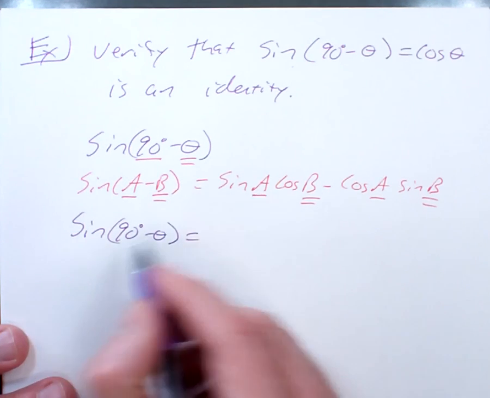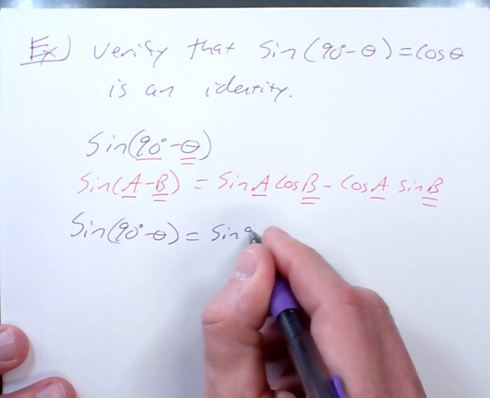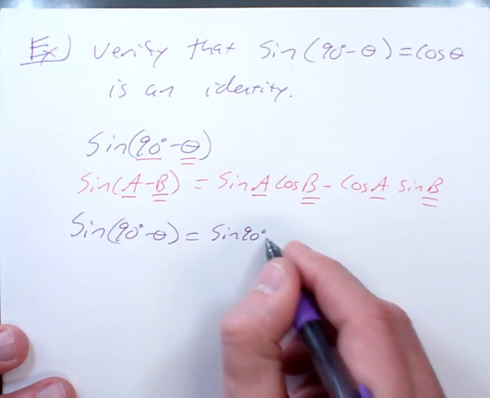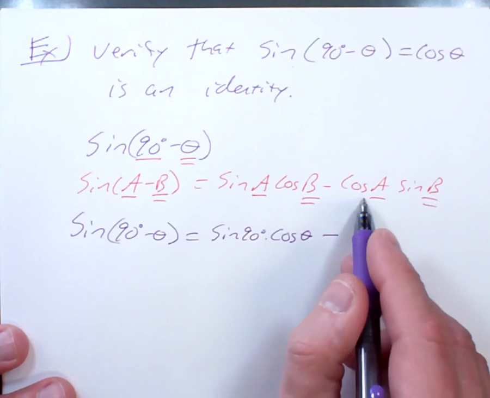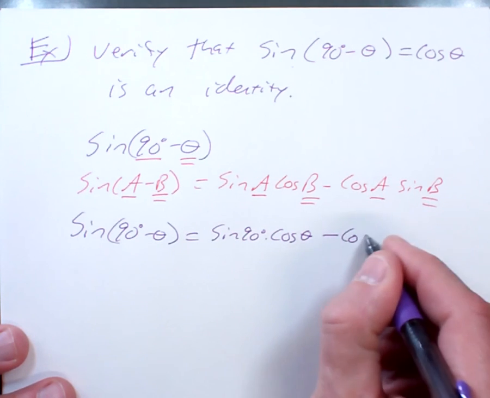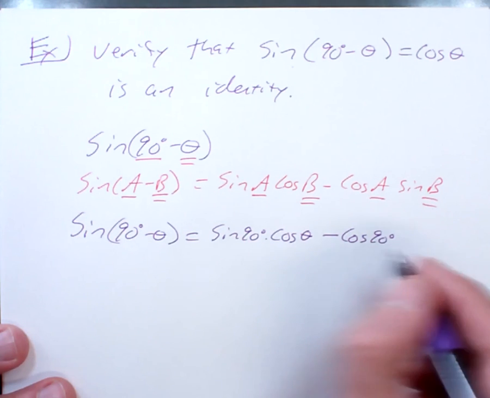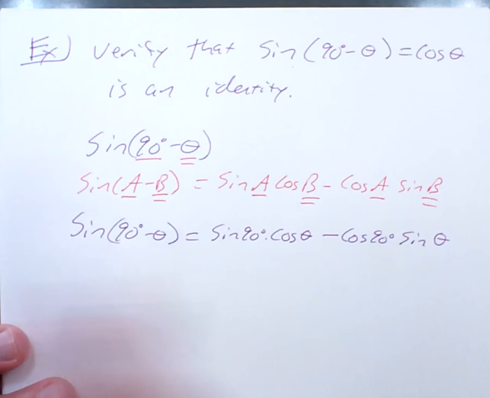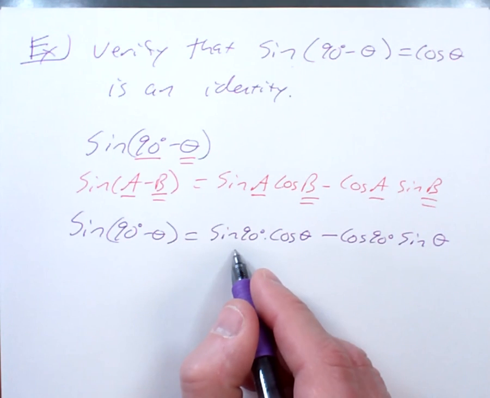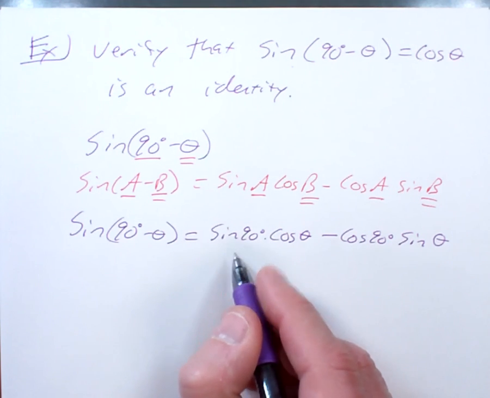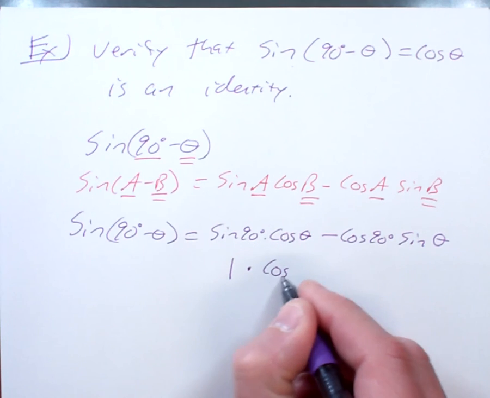So sine of A would be sine of 90. Cosine B would be cosine theta. Minus. Cosine of A would be cosine 90. Sine of B would be sine theta. Well, some of these we can look up. Look on your unit circle. What's the sine of 90? 1. Cosine theta I can't do anything with.